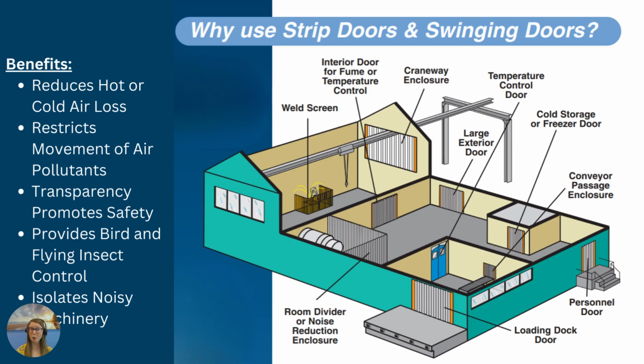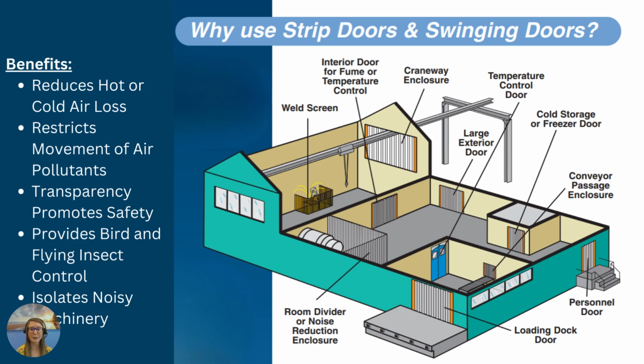So when you install a strip door or a swinging door by Curtron Products, you're going to reduce hot or cold air losses. You're going to restrict the movement from those air pollutants that might be in the vicinity. You're going to provide transparency, which is going to promote safety. You're also going to keep out any bird or flying insects with those hanging strip swinging doors. You're going to isolate noise machinery, kind of block it out, and you're going to increase employee comfort. What's great about these doors is they are easy to install, they're strong and durable, and they minimize maintenance on some of those door frames.